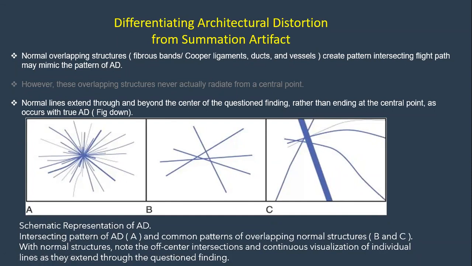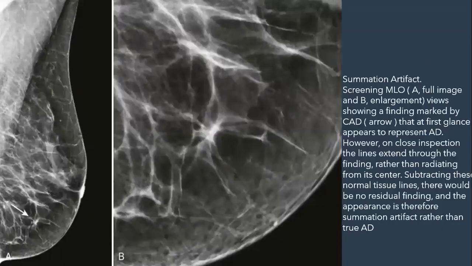We'll go through some of the examples. Why is this summation artifacts? Why is it a summation artifact? Is it a summation artifact or architectural distortion?